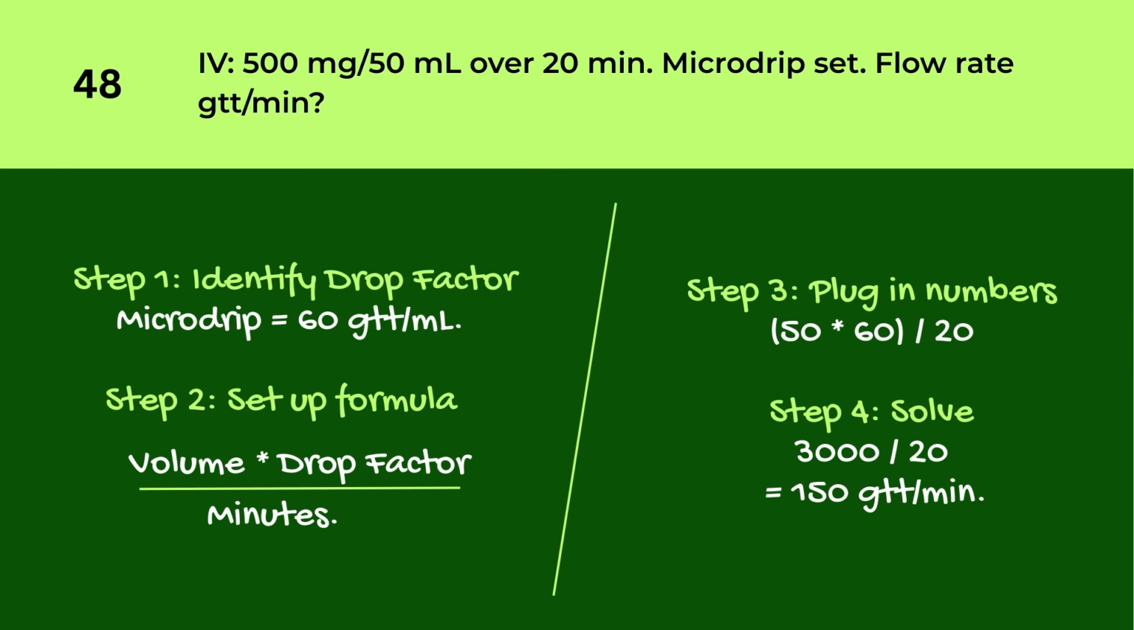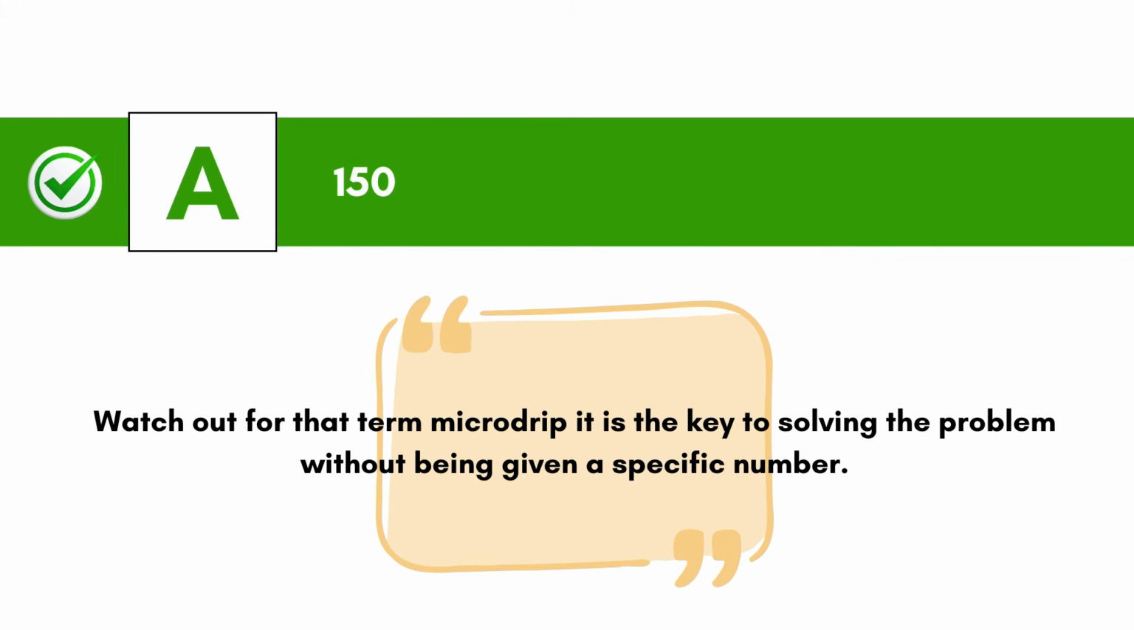The crucial piece of information here is the word microdrip. That automatically tells us the drop factor is 60 drops per milliliter. The formula is volume times drop factor divided by minutes. So 50 milliliters times 60 is 3,000. Divide that by the time, 20 minutes. 3,000 divided by 20 gives us 150 drops per minute. Option A is correct. Watch out for that term microdrip. It is the key to solving the problem without being given a specific number.